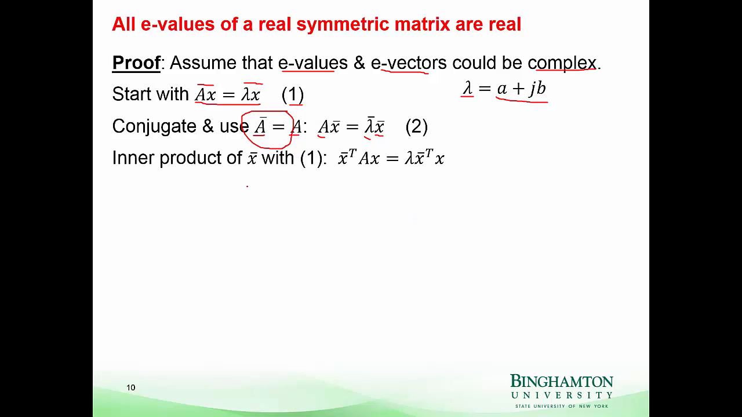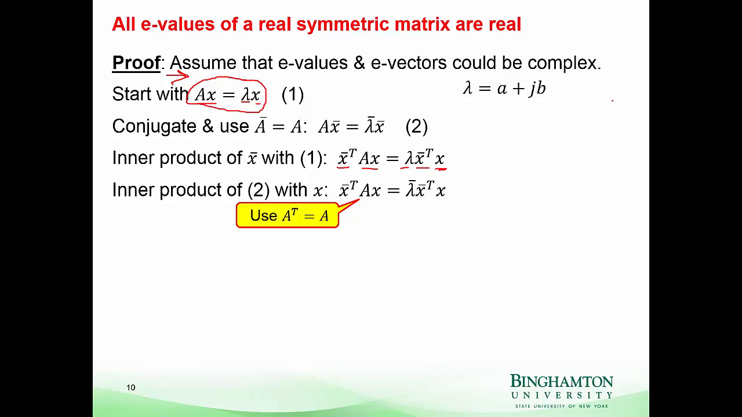Now I'm going to take the inner product of X conjugate with equation number 1. So here's equation number 1, and I'm going to take X conjugate and bring it in from the left with a transpose. So X conjugate transpose times AX, that's right there. Lambda's a scalar, so I can pull it out in front: lambda, and then my X conjugate transpose coming in from the left, hitting X. So now I've got a new equation.